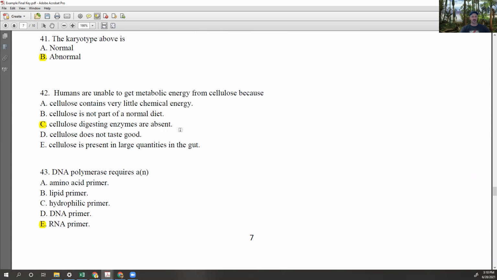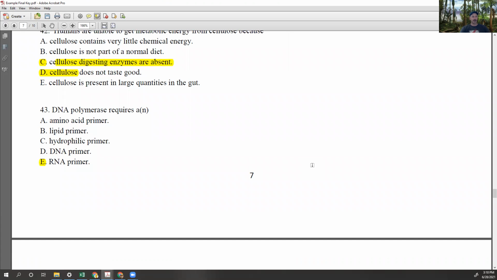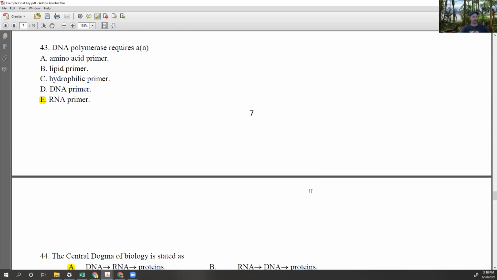Humans are unable to get metabolic energy from cellulose. Why? Well, cellulose, which you know is a carbohydrate, is really hard for us to digest. We don't have the right enzymes to do it. So C. Number 43, DNA polymerase requires what? DNA polymerase requires an RNA primer, E, for it to function.